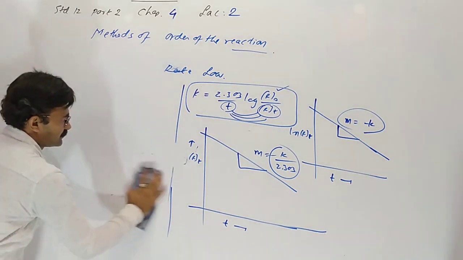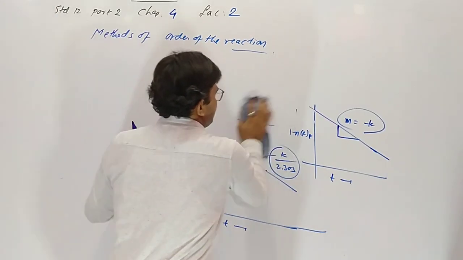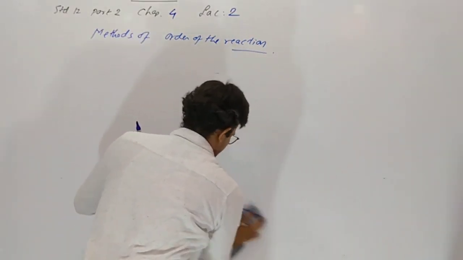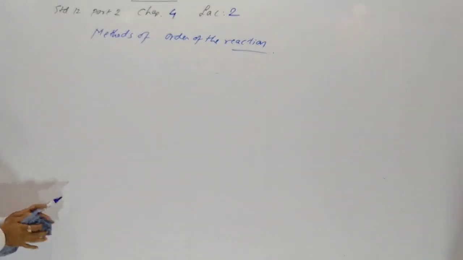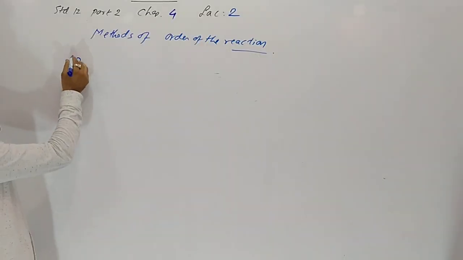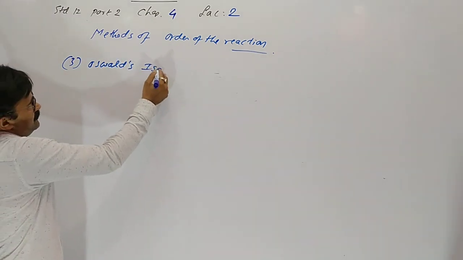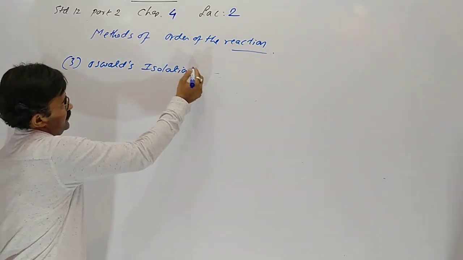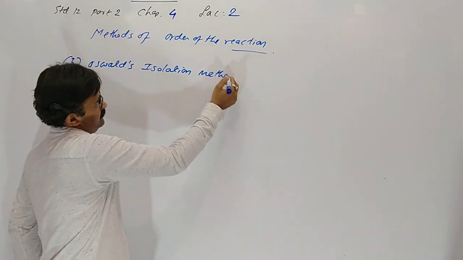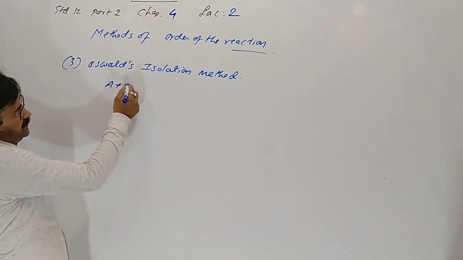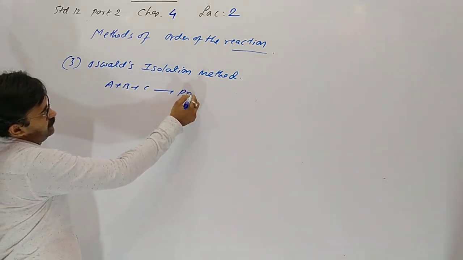That was the integrated rate law. Now the third one, Ostwald's isolation method. Whenever reactants are two or more than two, this method is very useful.